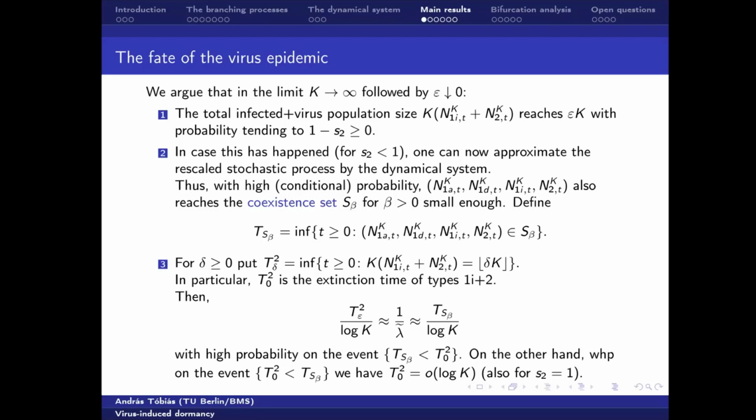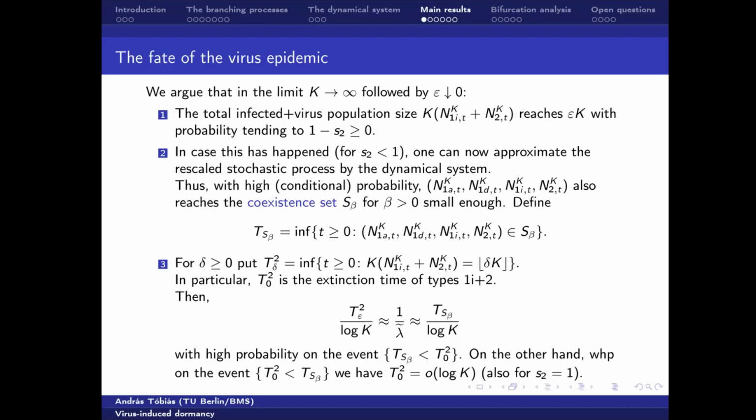And T S beta divided by log K also behaves like 1 over lambda tilde, because the time in between is basically just some of finite order, because this is when the dynamical system approximation works. And then this happens with high probability on the event that you reach the set S beta before infected individuals and viruses die out. On the other hand, if they die out before one could reach the set S beta, then this should happen in a sub-logarithmic time. So this small o of log K time.